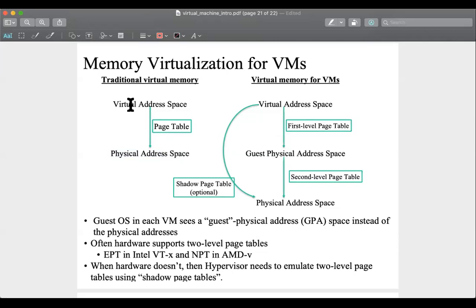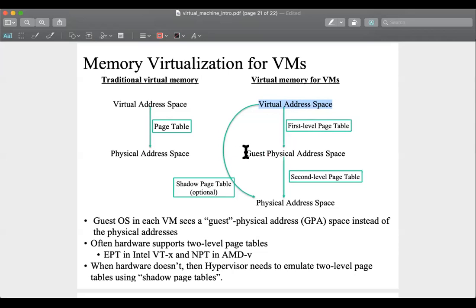That works for traditional operating systems, but with virtual machines, now we have one more level of indirection. What that means is that we have the virtual address space for a process that's running inside a VM, and because it's running inside a VM, and the VM itself has a virtual view of the physical memory, right?